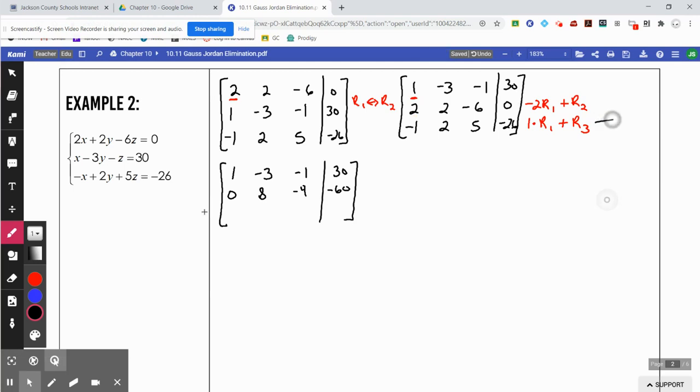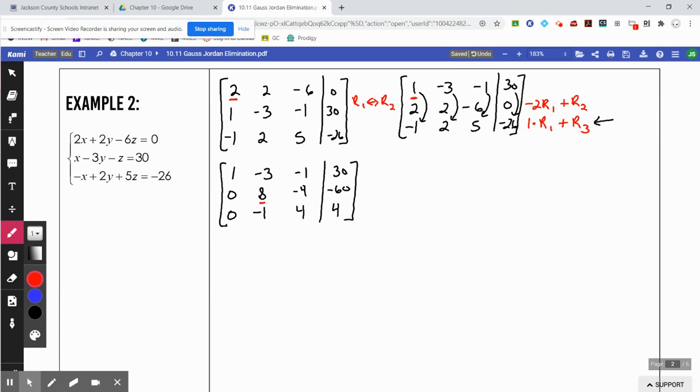Now let's go ahead and do this step and change our third row as well. So we're going to do 1 times 1 and add it to negative 1, which gives us a 0. Negative 3 and 2, which is a negative 1, negative 1 and 5, which is a 4, and 30 and negative 26, which is a 4 as well. So we're done with our first column. So next thing we need to do is we need to turn this into a 1.